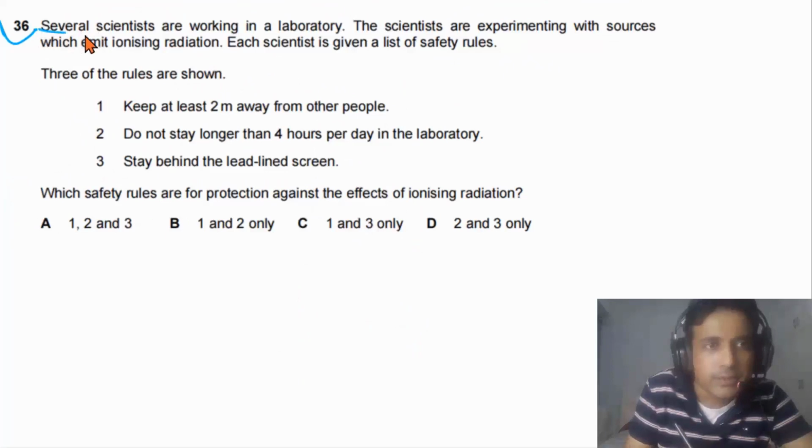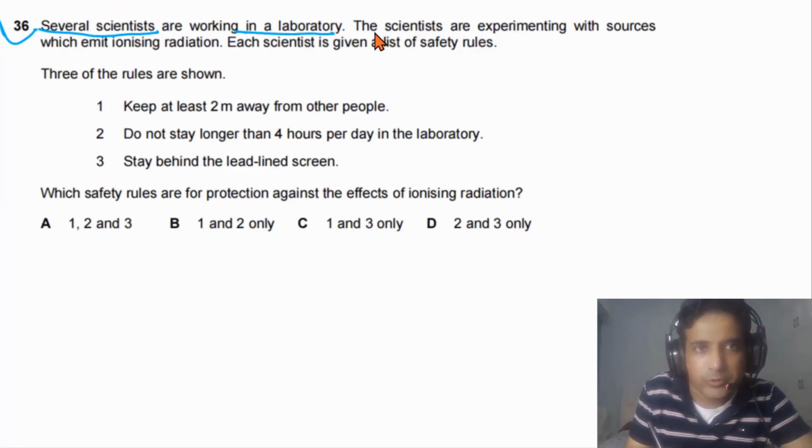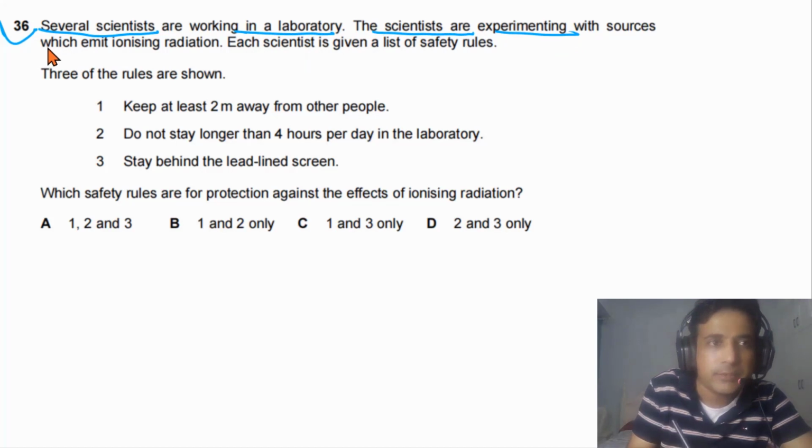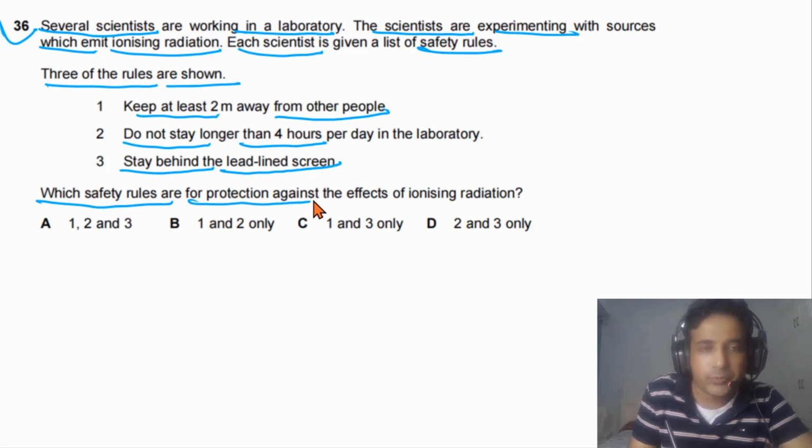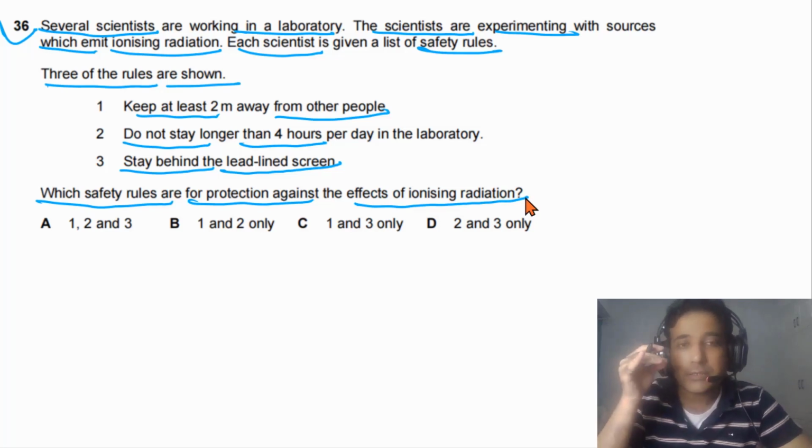Question 36 says several scientists are working in a laboratory. The scientists are experimenting with sources which emit ionizing radiation. Each scientist is given a list of safety rules, and 3 of the rules are shown. Keep at least 2 meters away from other people. Do not stay longer than 4 hours per day in the lab. Stay behind the lead lined screen. Which safety rules are for protection against the effects of ionizing radiation?